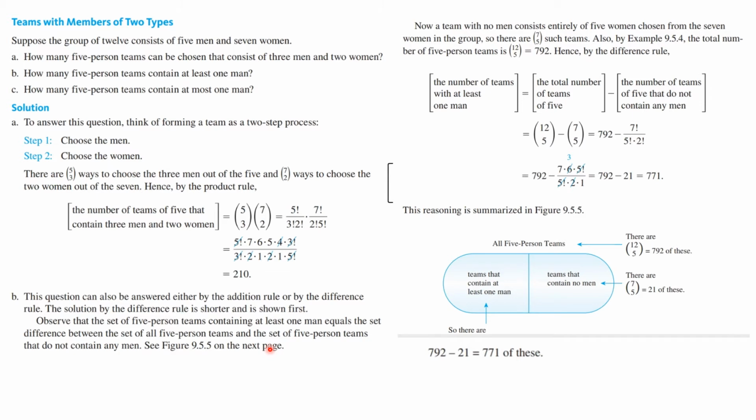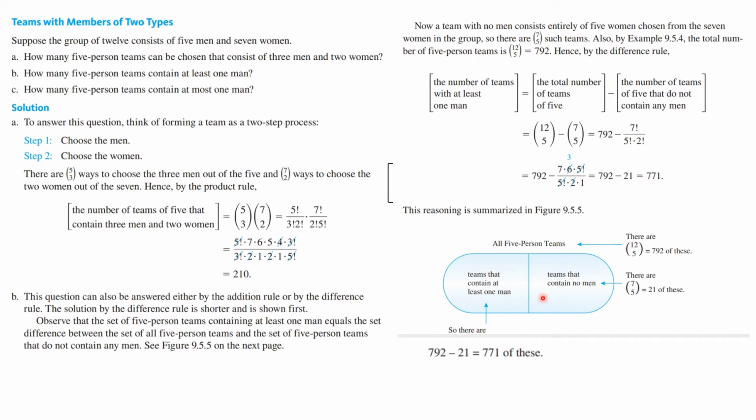So here's what we will do. By the difference rule, the number of teams with at least 1 man is equal to the total number of teams minus the teams that do not contain any men. Well, the total number of teams is 12 choose 5. And we're going to subtract off the number of teams that don't have any men, and that is 7 choose 5, because you're really just picking totally from the women. So if you do that calculation, you get 771.